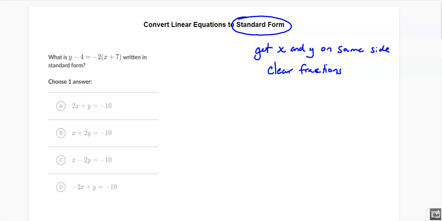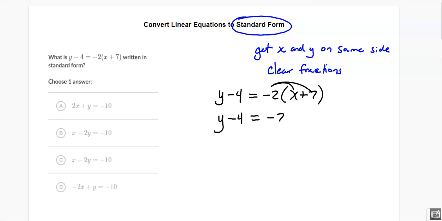So let's just start from scratch here. We have y subtract 4 equals negative 2 times the quantity x plus 7. The first thing I'm going to do is distribute. So y minus 4 equals negative 2x minus 14. I now need to get the x on the left-hand side with the y. So I do the opposite by adding 2x to both sides.